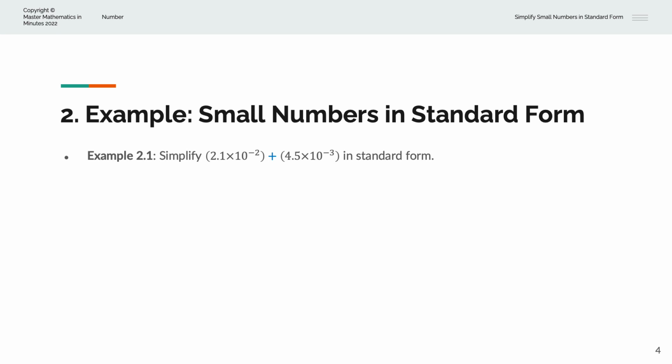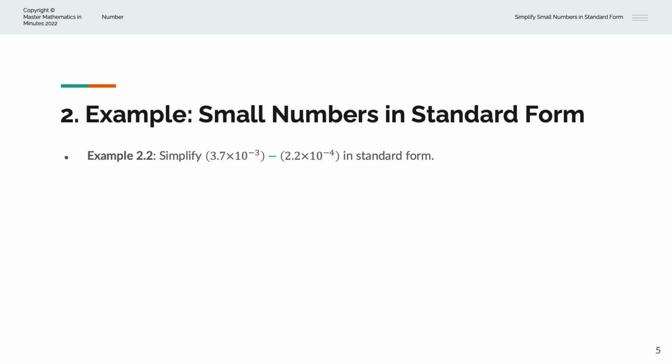In the first example, we'll simplify 2.1 times 10 to the power of minus 2 plus 4.5 times 10 to the power of minus 3, and we want the answer in standard form. So the first number is 0.021 plus 0.045. We'll add these two numbers together, and that gives us 0.0255. And we'll convert this into standard form, and that is equal to 2.55 times 10 to the power of minus 2. So 2.55 is between 1 and 10, and minus 2 is a negative integer, and so this is in standard form.